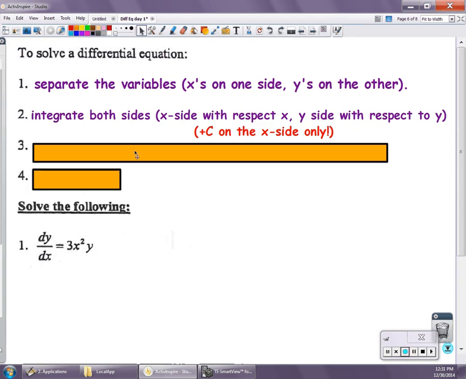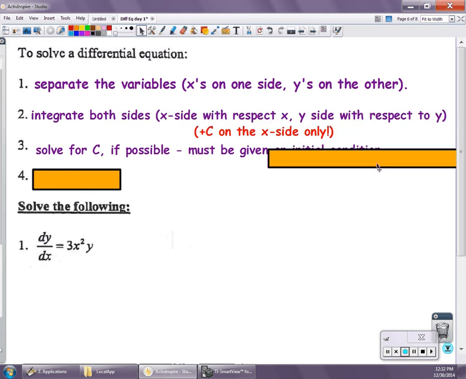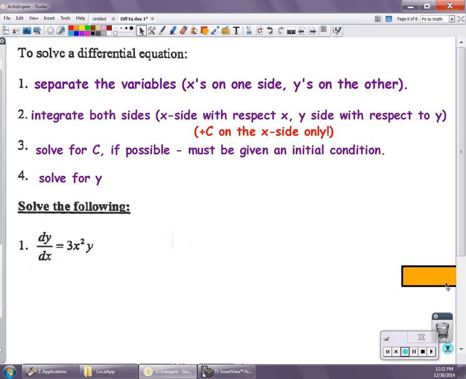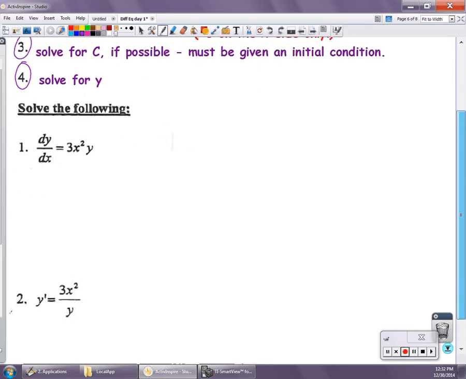Now, the last problem didn't involve this, but if there is an initial condition, I'm going to solve for c if possible. And to do that, I have to be given an initial condition, and then I'm going to solve for y. And sometimes for steps 3 and 4, the order in which we do that depends on the problem. So that's all I'm going to say about that for now until we encounter the scenario that I'm thinking about.